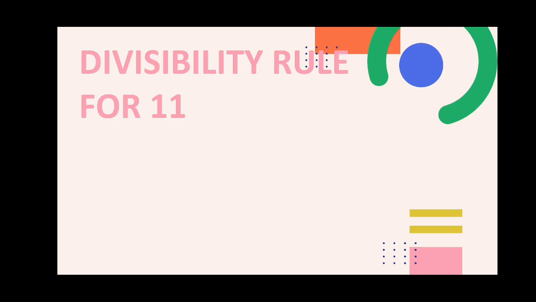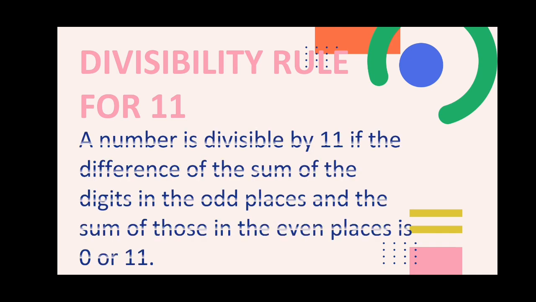Now let's have the divisibility rule for 11. A number is divisible by 11 if the difference of the sum of the digits in the odd places and the sum of those in the even places is 0 or 11. So this time, we're going to add the digits alternately. And then yung magiging sum nila, isa-subtract natin. Kapag ang difference ay 0 or 11, ibig sabihin, divisible by 11 yung given number. Ngayon, kung hindi 0 or 11 yung difference, hindi divisible by 11 yung given number.